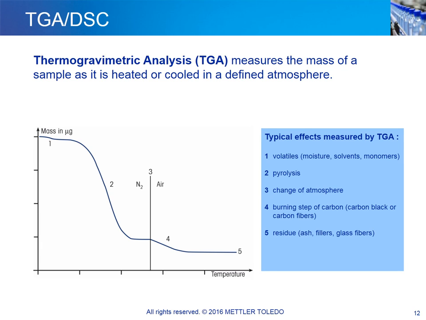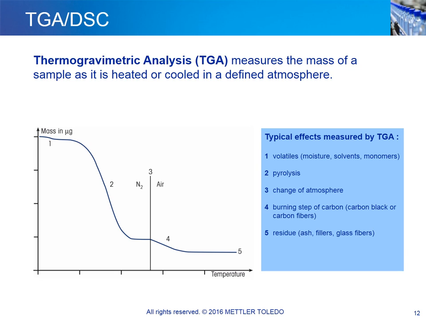In this technique, the mass of a sample is continuously measured as it is heated or cooled in a defined atmosphere. We simply put a few milligrams of the sample into a crucible, weigh the sample, heat it, and record the weight change. From this, we can obtain information about the composition of the sample, such as the polymer and filler content. The schematic curve on the left shows a typical TGA measurement curve of a polymeric composite material.